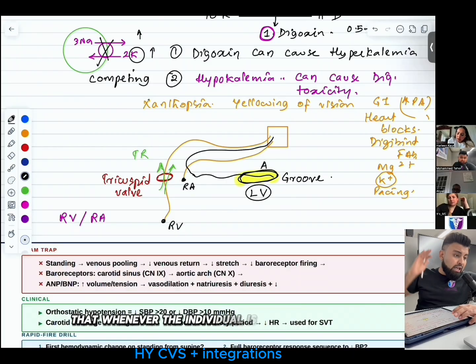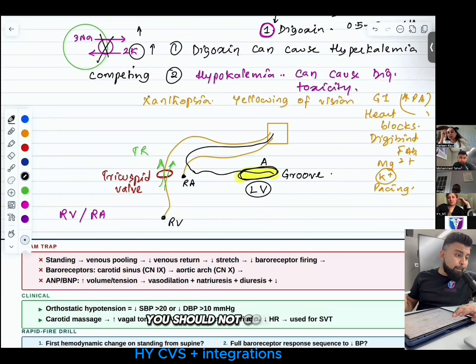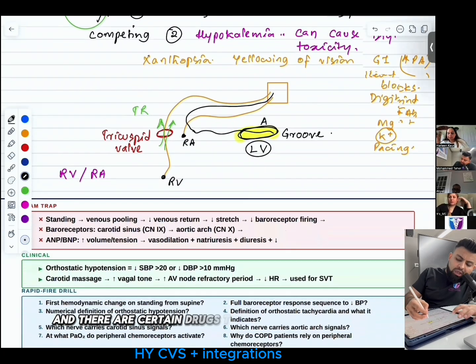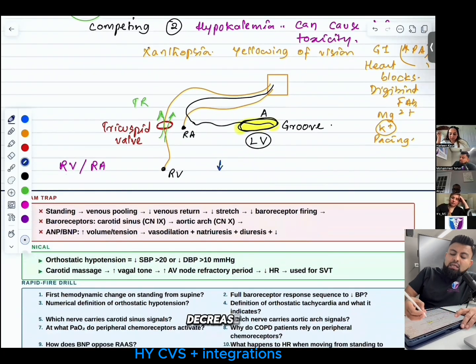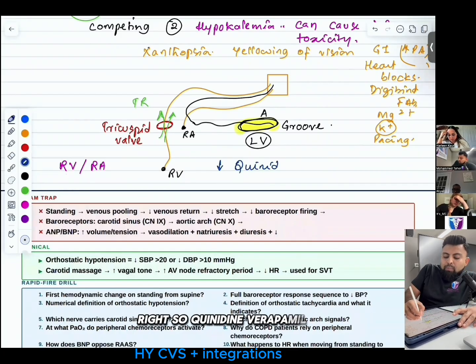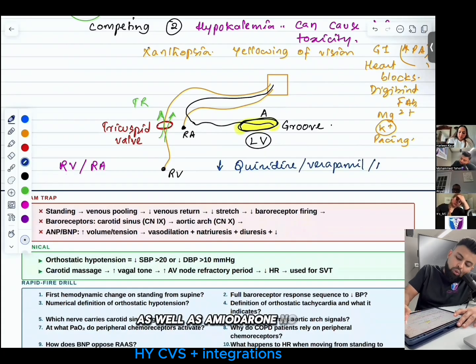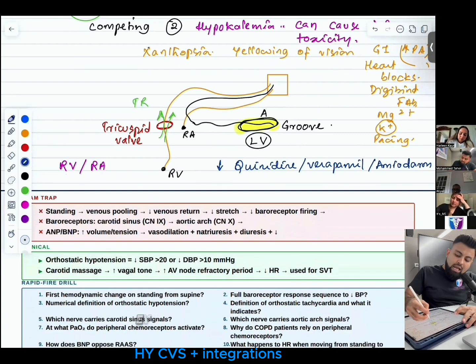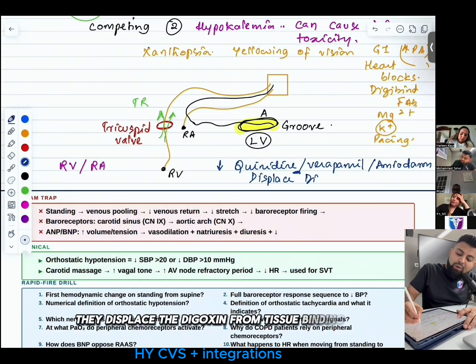Whenever the individual is started on digoxin, you should not combine it with any drug that causes hypokalemia, right? And there are certain drugs that can actually decrease the excretion or the clearance of the digoxin, right? So quinidine, verapamil, especially quinidine, verapamil, as well as amiodarone. Now, these drugs are actually going to decrease the clearance of digoxin. Even quinidine and verapamil, basically, they displace the digoxin from tissue binding sites.